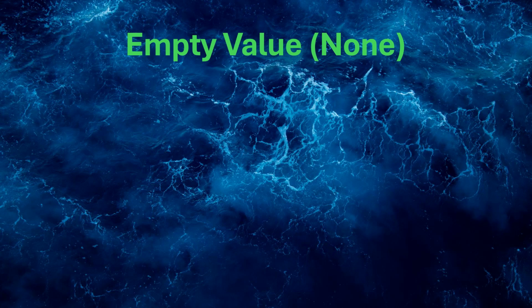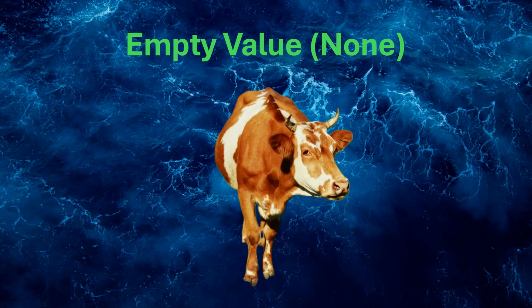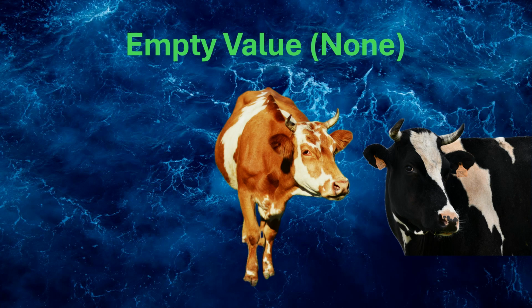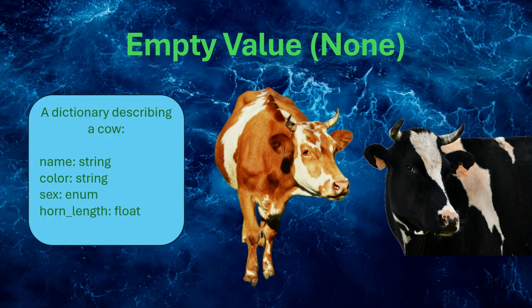So why would you need an empty value? Well, meet Carla. Carla is a cow like any other, and we also have Antoine. And in our program, we can't just put a cow in, right? So we want a way to describe this cow. How will we do it? We can use a dictionary.